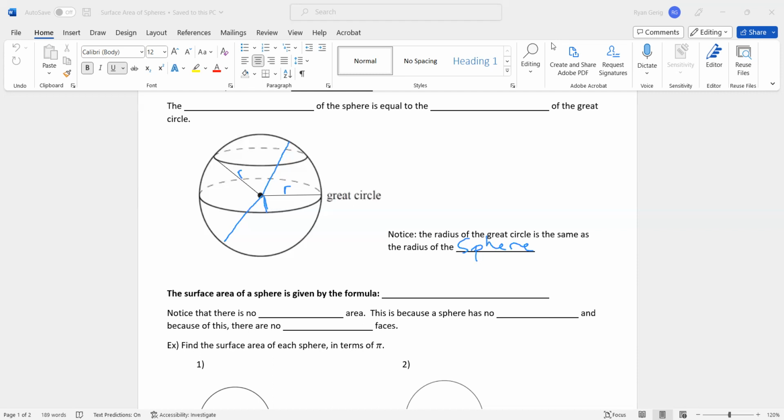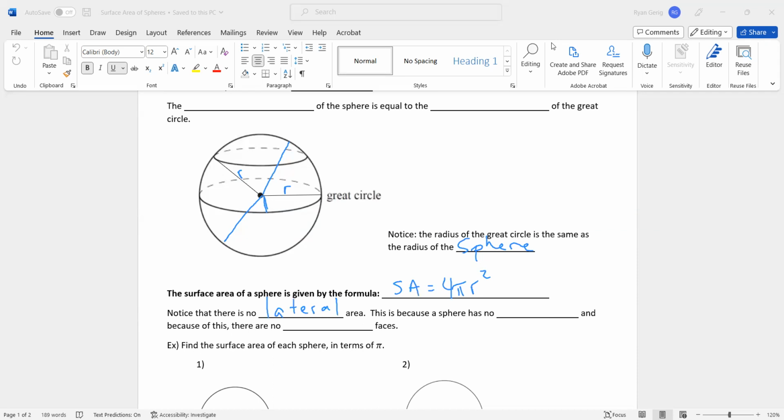Now, I'm not going to develop this one. There is a video that can show it, but the surface area of a sphere is given by the formula 4 pi r squared. One variable. Notice that there is no lateral area. That was what I was talking about at the beginning here.